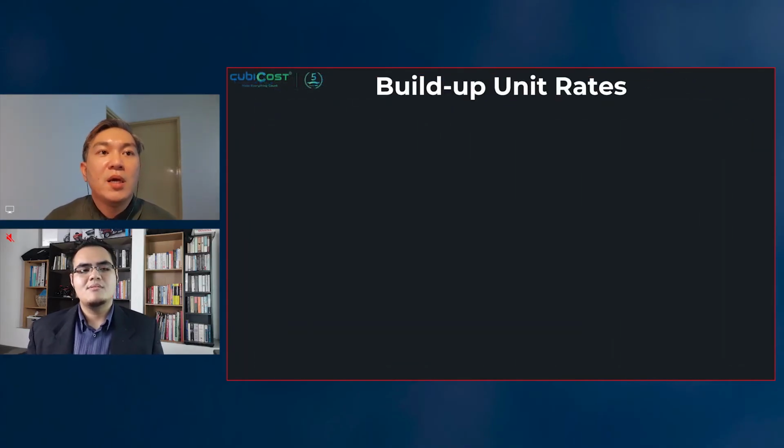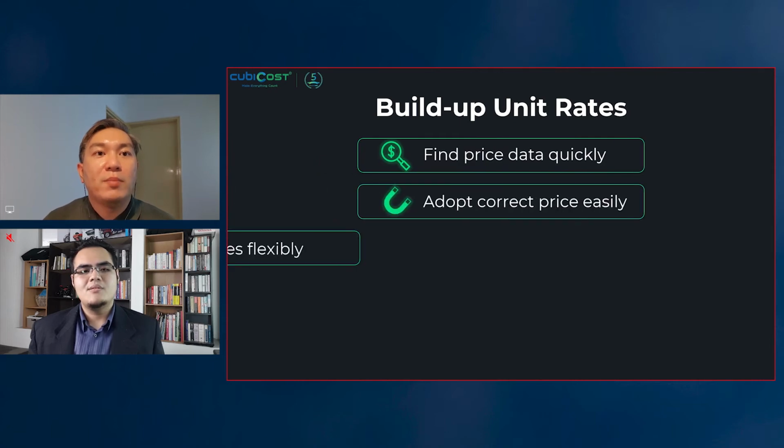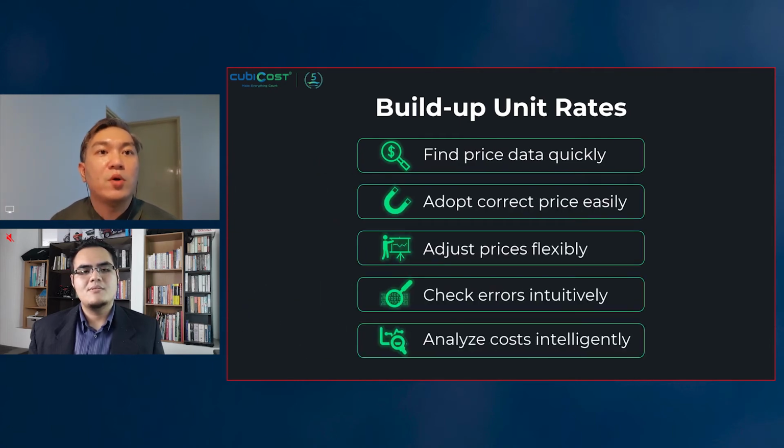So let me outline for you again what are the benefits of using TBQC build-up unit rates module for your tender. So it is flexible to import your price data and simple to build up your rates in the module so that it becomes a one-stop center for all your QS to find the prices and adopt them to the BQ. So it helps you to adjust the pricing plans flexibly and trace the bill items that adopted the price easily. So it also provides real-time and multi-dimensional analysis.